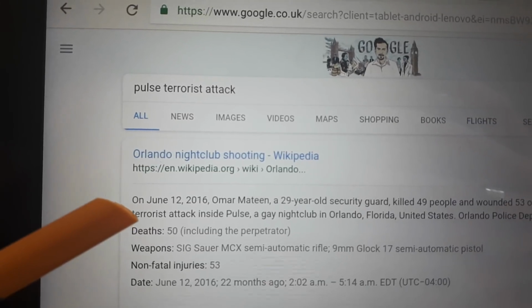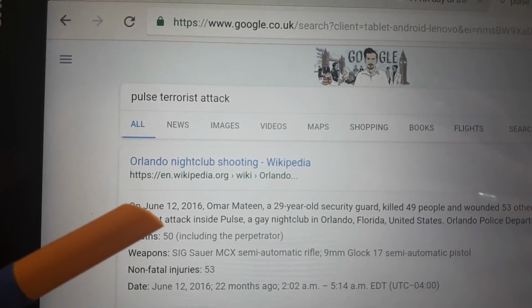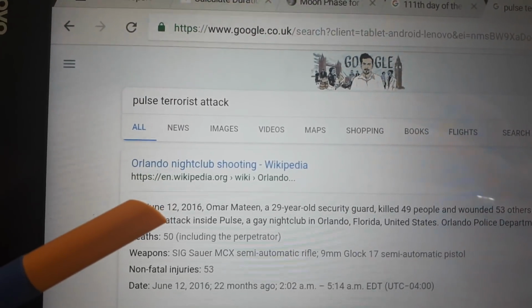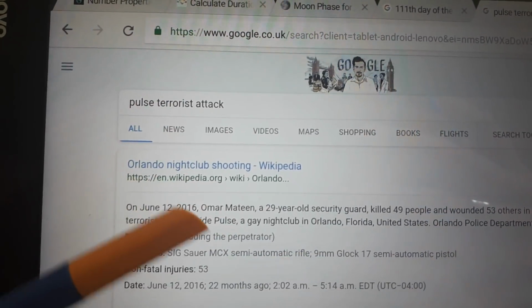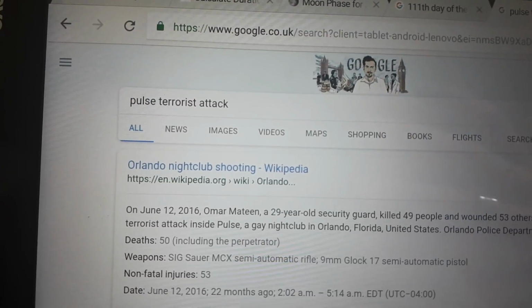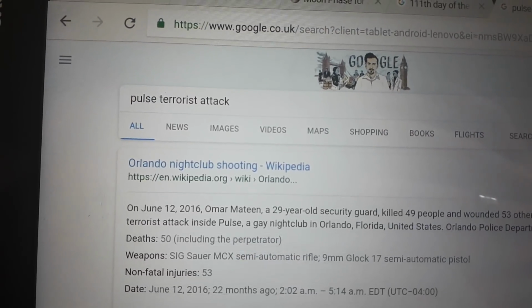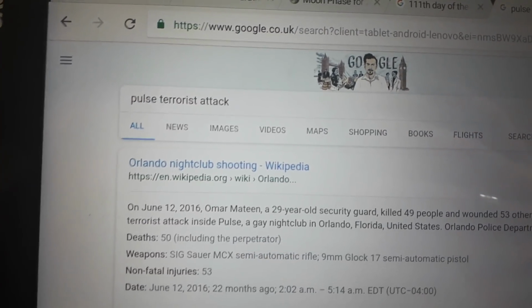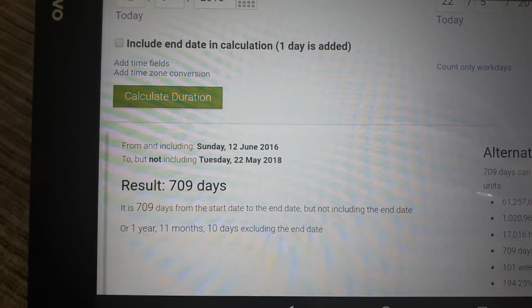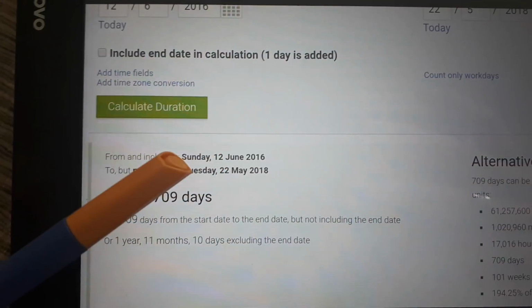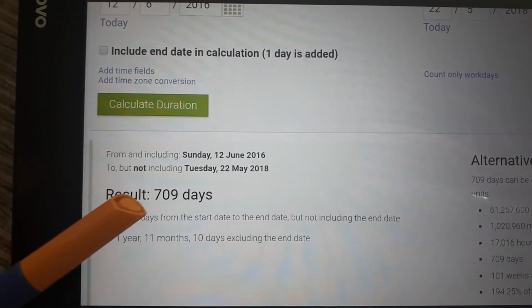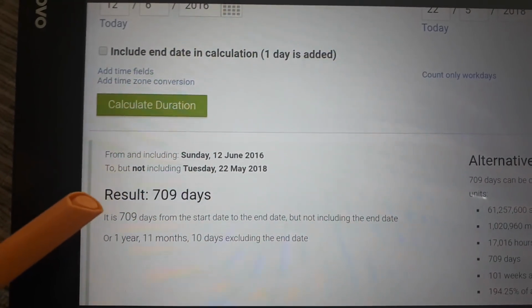Now then, I'm going to look back in time to the 12th of June, the Pulse nightclub date, because that was obviously the 216 backwards for the year 216. 6 times 6 times 6. I'll just show you the date difference for this one. So 12th of June 2016, 225, 709 days.